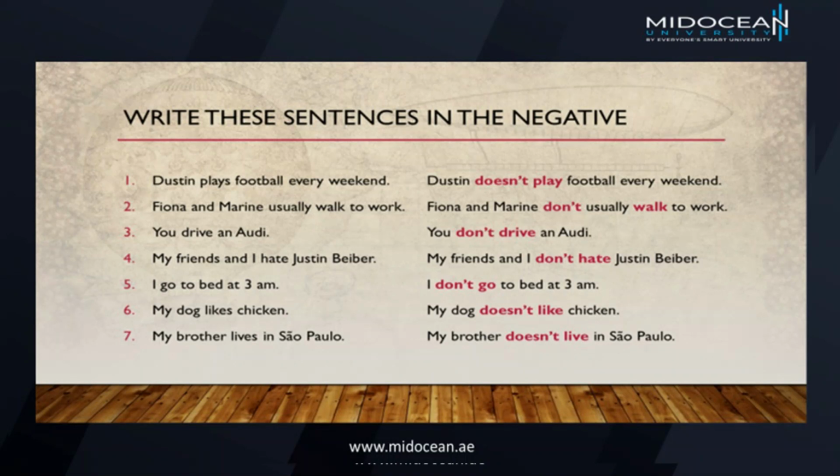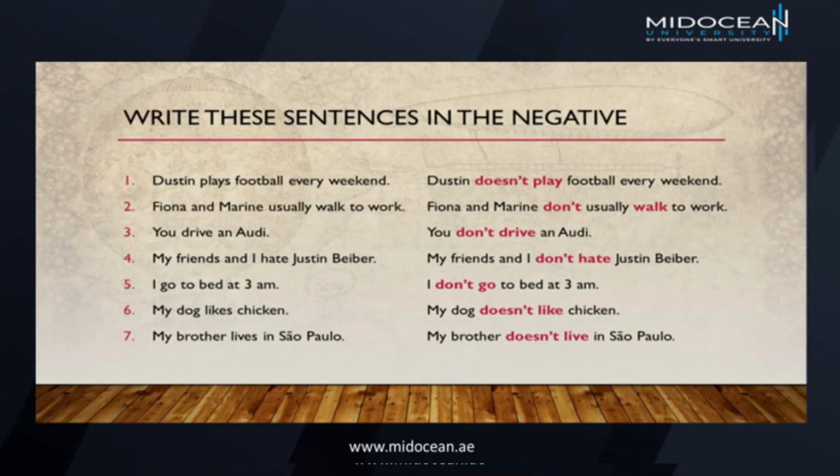So let's have a look at the following examples. Write these sentences in the negative. Example number 1. Dustin plays football every day. Negative form, so Dustin doesn't play football every weekend. 2. Fiona and Marin usually walk to work. So Fiona and Marin don't usually walk to work.